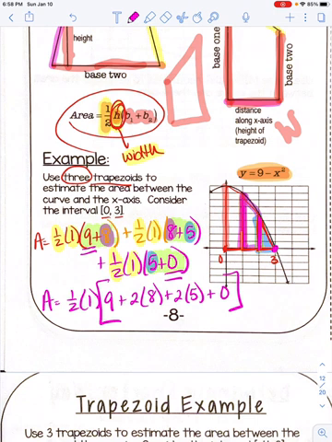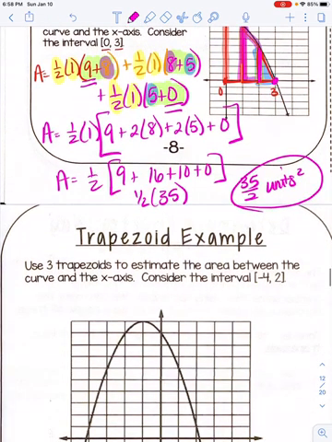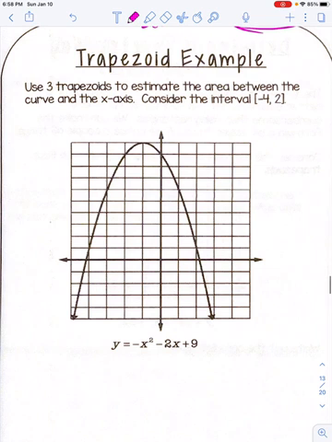You're going to do so many of these, you're going to want a shortcut. So now I've got area equals 1/2, 9 plus 16 plus 10. So 1/2, 26, 35. So 35 over 2 units squared is the area. Okay, there's your trapezoid. Let's do another one, and let's practice that shortcut, and see about memorizing our formula.